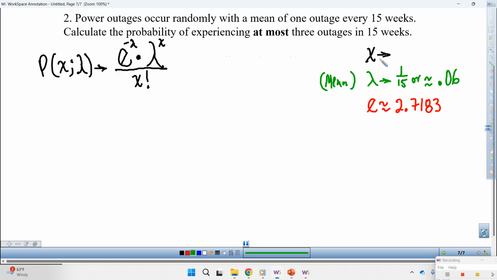All right, now let's go with X. What are they asking us to do? It says calculate the probability of experiencing at most 3 outages. Tell your neighbor what that means. At most. What does that mean? Talk it over with your neighbor, please.